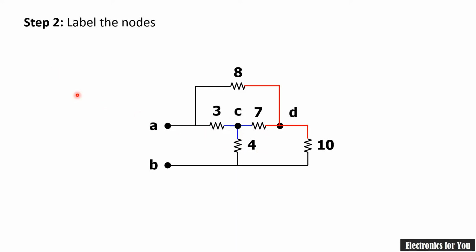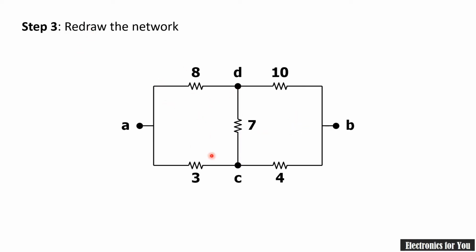Now the next step is to redraw the network. Actually it is not a mandatory step, but if the circuit is complex you can simplify it by redrawing it. Okay, so in this case again A, B and C, D are our 4 nodes, and we have to use star to delta as well as delta to star transformation to solve this particular network, and therefore I am redrawing this network like this. So after redrawing this circuit we will get a network like this.